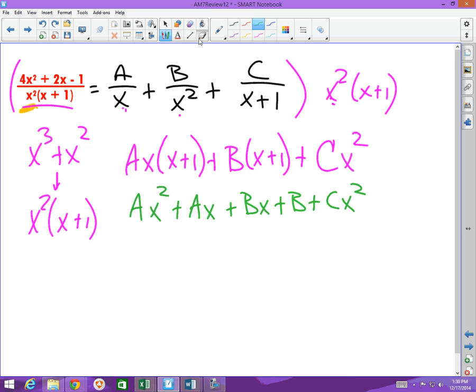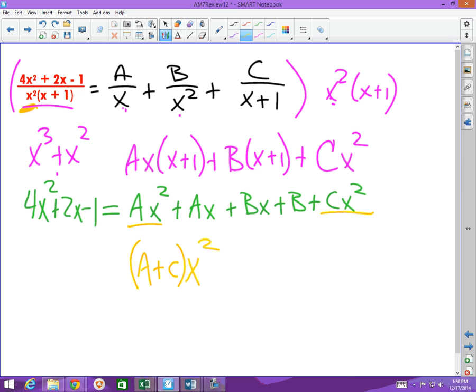And over here on this side, you would have 4x squared plus 2x minus 1. Combining the squared terms and factoring out an x squared, you would have a plus c.